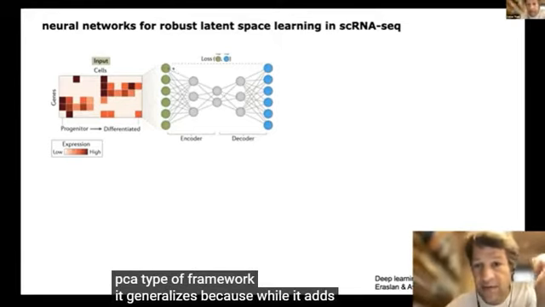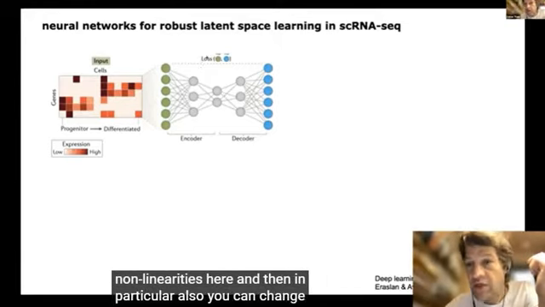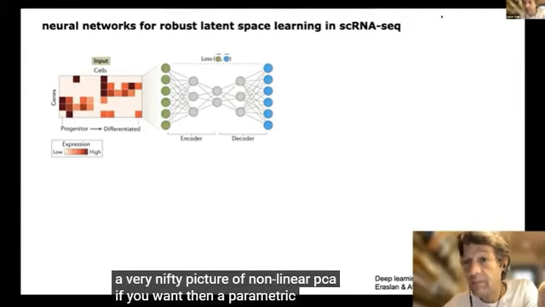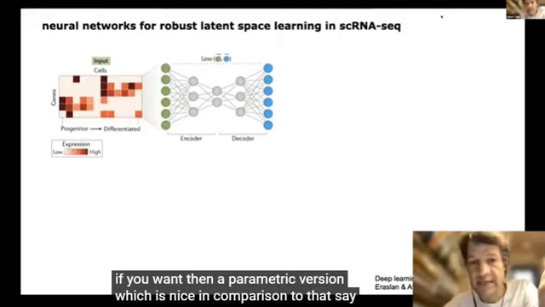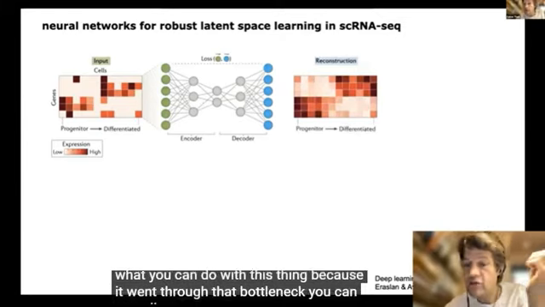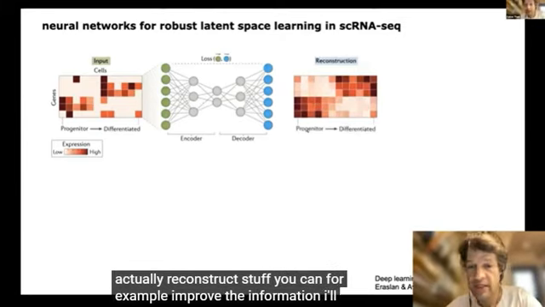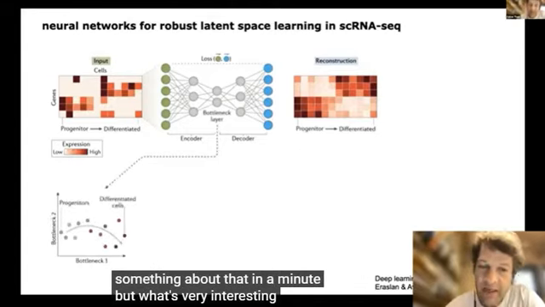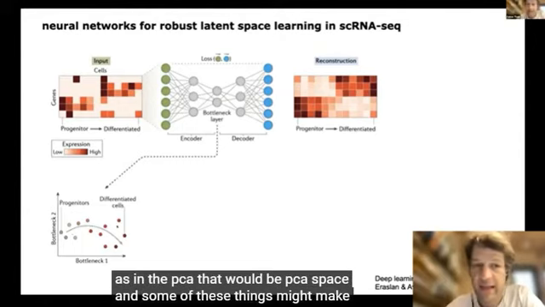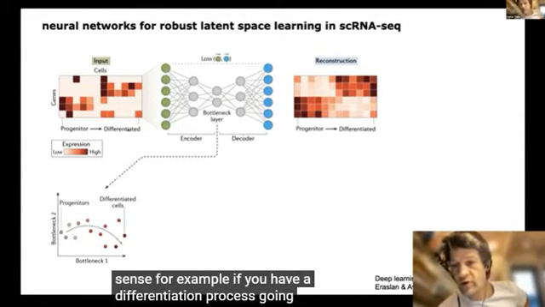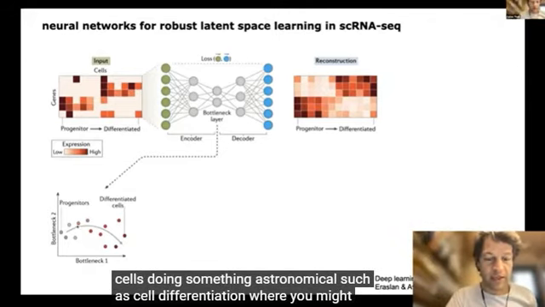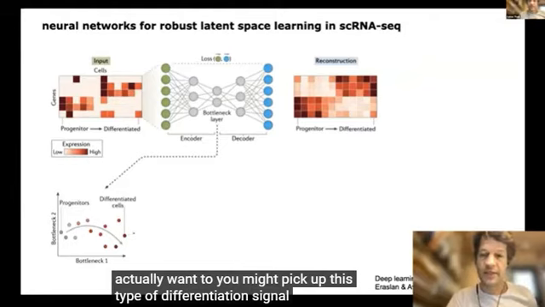It generalizes because it adds nonlinearities here, and then in particular you can also change the loss functions. So that's sort of a very nifty picture of nonlinear PCA, if you want, and a parametric version, which is nice in comparison to, let's say, UMAP or t-SNE. So in any case, what you can do with this thing, because it went through that bottleneck, is you can actually reconstruct stuff. You can, for example, impute information. I'll say something about that in a minute. But what's very interesting is that you can also look at this bottleneck layer. As in the PCA, there would be a PCA space, and some of these things might make sense. For example, if you have a differentiation process going on here, where we just see a snapshot of these cells doing something asynchronous, such as cell differentiation, well, you might pick up this type of differentiation sequence in here.